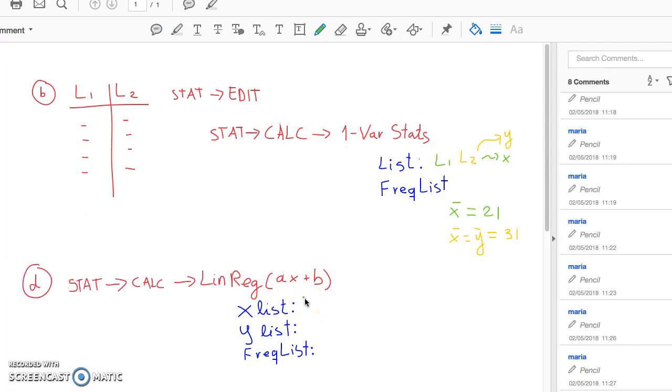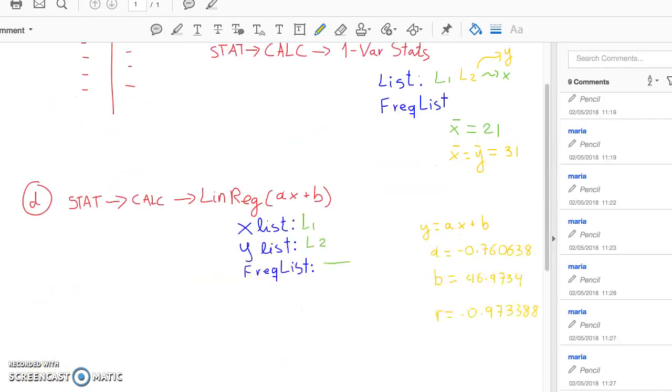So you go again to the calculator, stat, calc, but this time you're going to do the linear regression, linreg. When you do that, they ask you for what is your X list. In your case, you want list 1. What is the Y list? You want list 2. And the frequency list, you leave it empty and you calculate. So I get a lot of information from the calculator. I have the line with a value of A of minus 0.76 and so on, a B of 46.97 and so on.